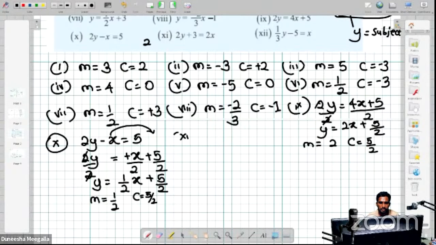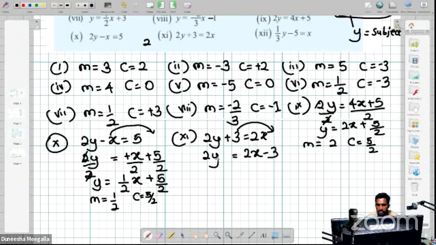Then the 11th one, 2y plus 3 equal 2x. Now you have to get y as the subject. First, the addition that is connected has to be removed. Then after that we remove the division or multiplication. So first you have to remove the plus 3. We take it to the other side, then it becomes minus 3.